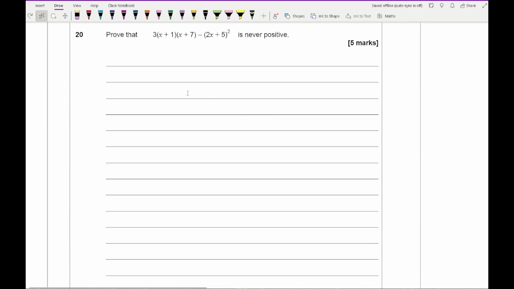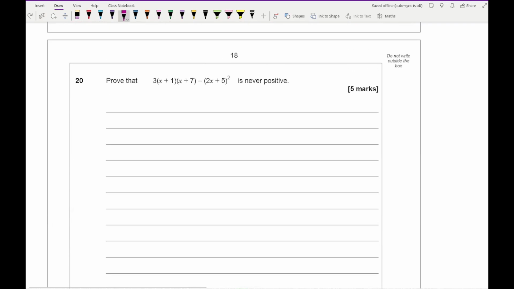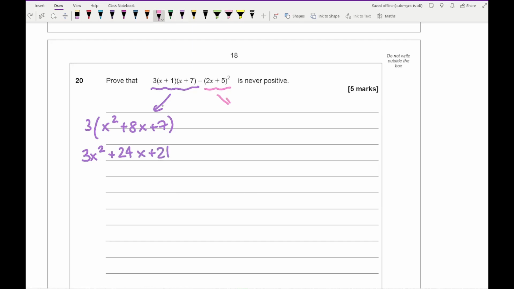Moving on to question 20, it says prove that this expression is never positive. So for this, what we need to do is first of all expand some brackets. If I take this bit here to begin with, so I've got 3. Now if I multiply out those brackets, I'm going to get x squared plus 8x plus 7. Multiplying everything by 3, I get 3x squared plus 24x plus 21. Then expanding this bit here, I end up with 2x plus 5, 2x plus 5, remembering that it is a double bracket, and expanding that gives me 4x squared plus 20x plus 25.